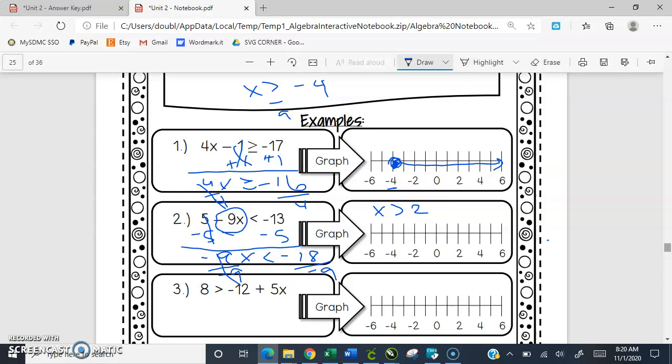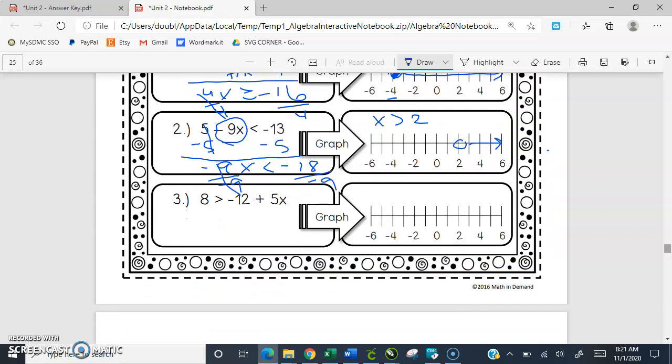We go to the 2. We have an open circle because there's no less than or greater than sign to it. And then since it's greater than, yes, greater than, we're going to the right. All right. And the last one we have 8 is greater than negative 12 plus 5x.